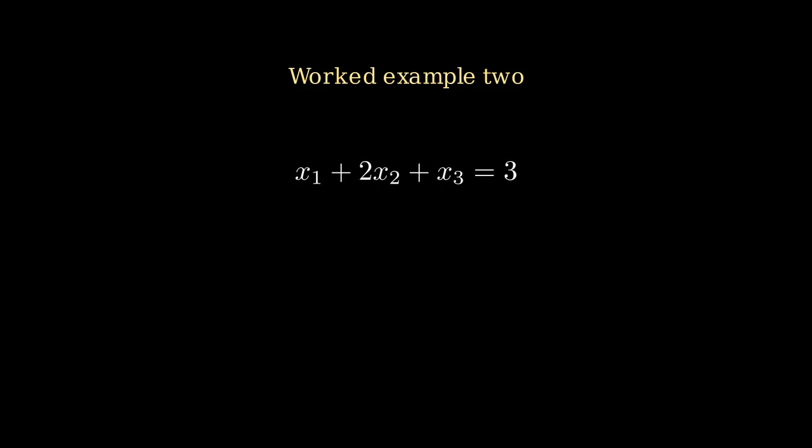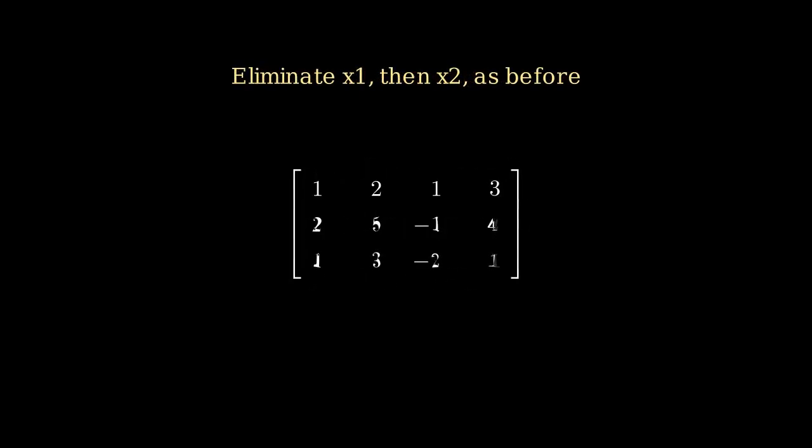Worked example 2. The system is x sub 1 plus 2x sub 2 plus x sub 3 equals 3. 2x sub 1 plus 5x sub 2 minus x sub 3 equals 4. And x sub 1 plus 3x sub 2 minus 2x sub 3 equals 1. Again, we eliminate x sub 1 from the second and third rows using the first row, then eliminate x sub 2 from the third row using the new second row.